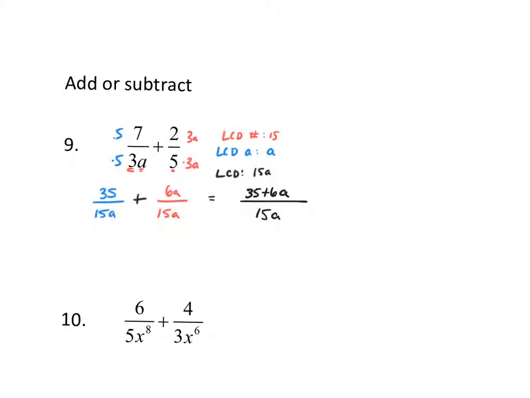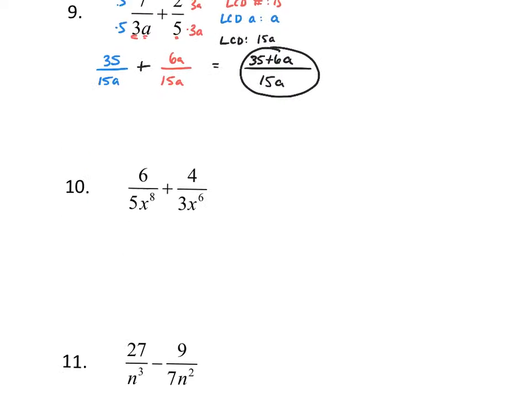We're always going to check to see if we can simplify our answer. Since 35 and 6 don't have any common factors, we are actually going to be done there. So that's our first one. Let's go to our next one here.